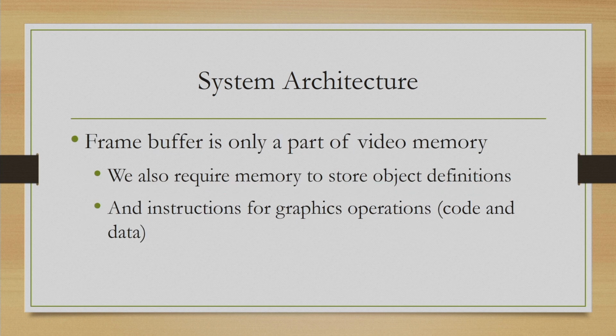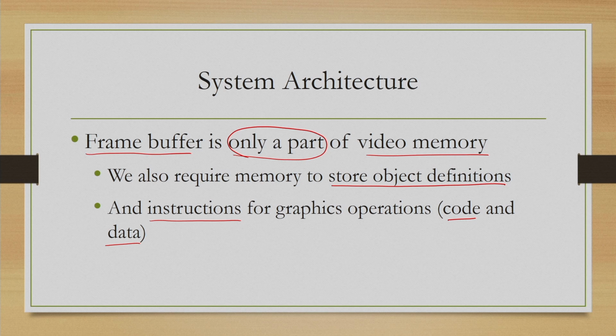But we must keep in mind that frame buffer is only a part of the video memory, it is not the entire video memory. We also require other memory to store object definitions as well as to store instructions for graphics operations. That means the code and data part. So, that is what constitutes video memory. We have frame buffer as well as other memory to store various things.